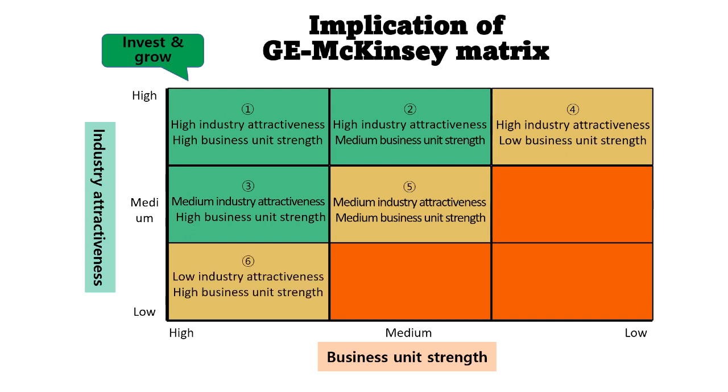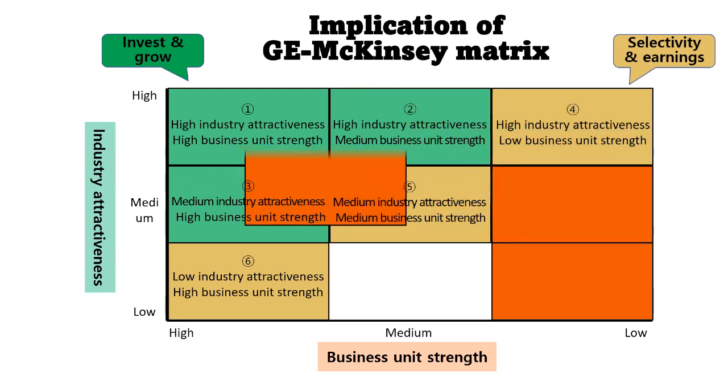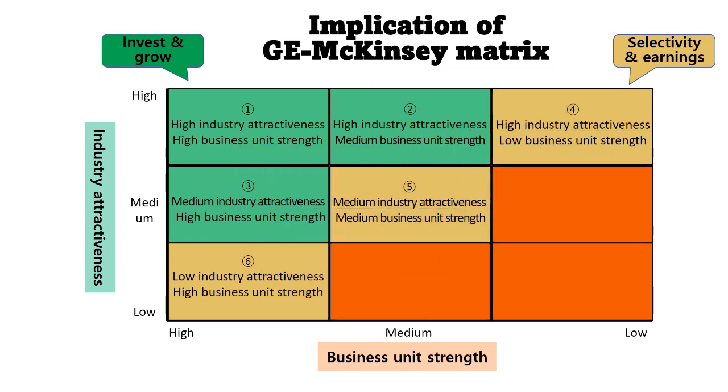And Zone 6 represents an area with low industry attractiveness but strong business unit strength. Therefore, the orange area represents areas that require selectivity and earnings strategies. The red area represents areas with medium to low levels of both industry attractiveness and business unit strength.